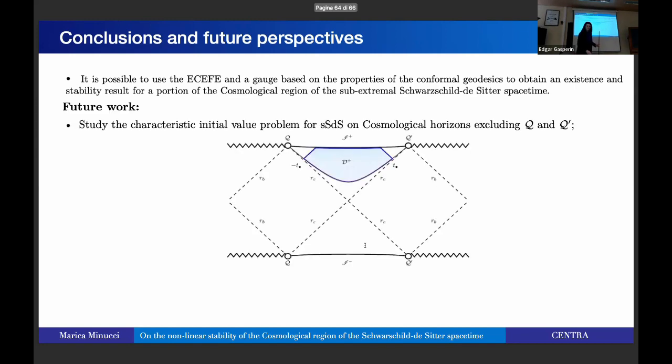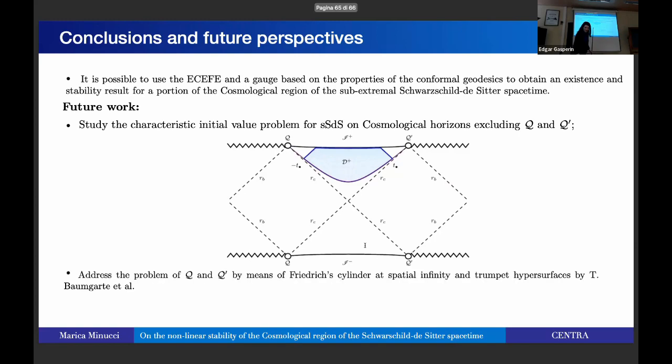Now, since this is the first step, the next natural step would be to fortify this result by considering a characteristic initial value problem on the cosmological horizon, still excluding this point, Q prime. The reason is that we can take this upper surface to be any surface with constant R, but you cannot take the cosmological horizon. So our result needs to be away from the cosmological horizon. But by prescribing a characteristic problem, one can also show that this result applies also when you are on the cosmological horizon. But still, no asymptotic points.